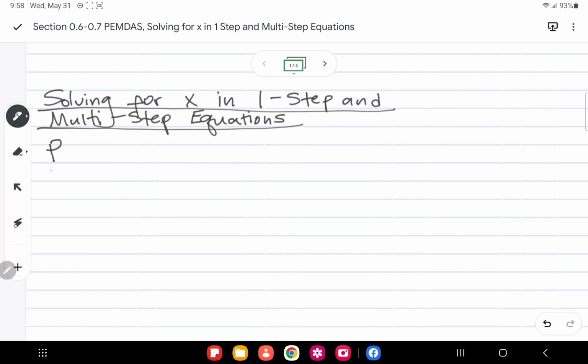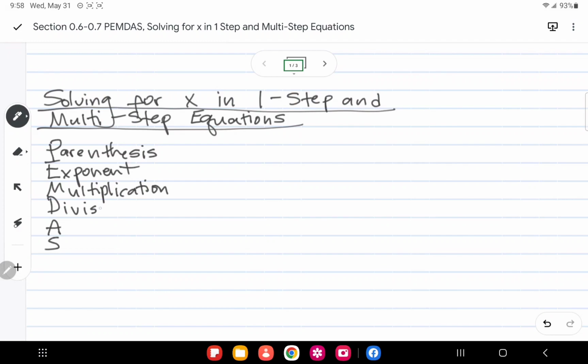For those of you who are familiar with the order of operations, I will write this down so you have some notes on it. PEMDAS is the order of solving a problem in math. P stands for parentheses, E for exponent, M for multiplication, D for division, A for addition, and S for subtraction.